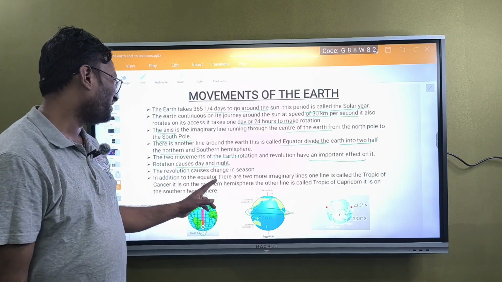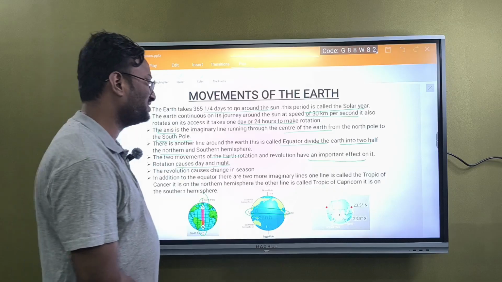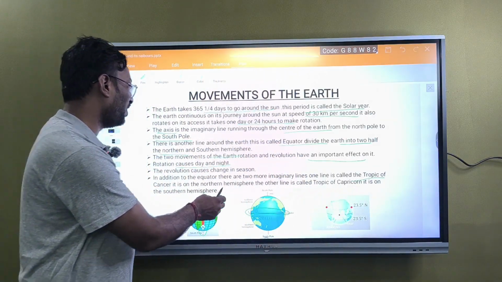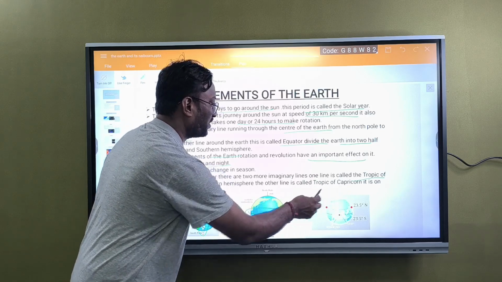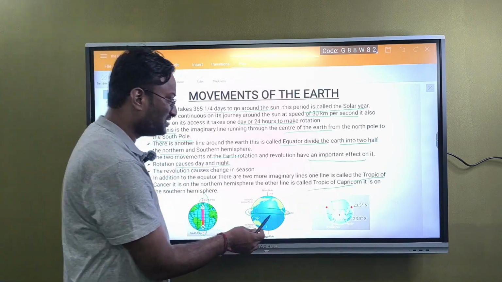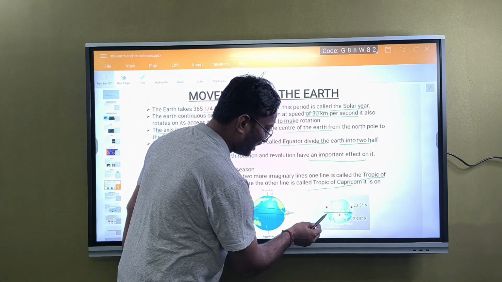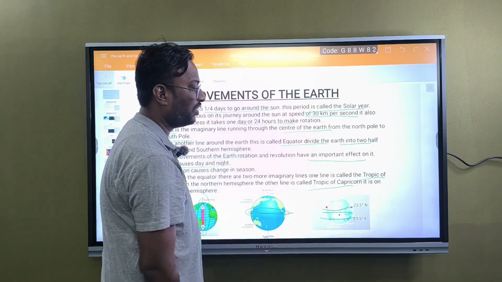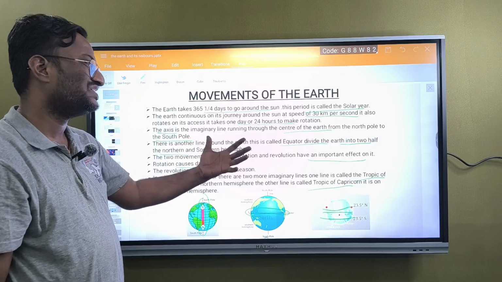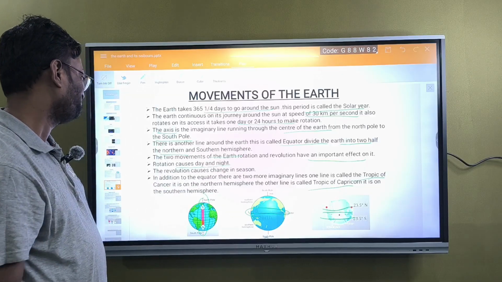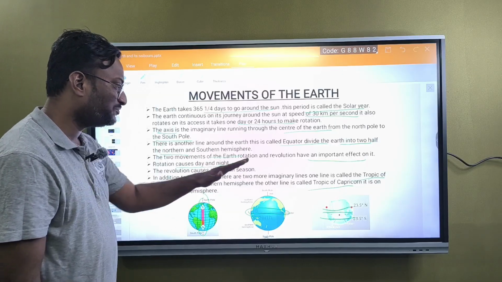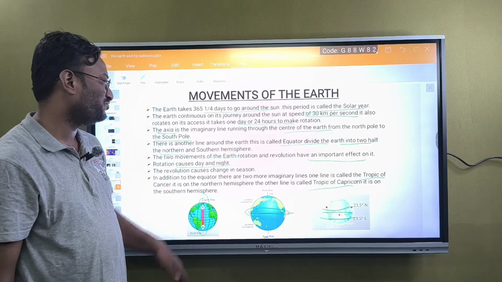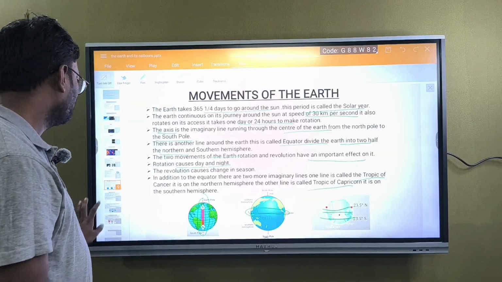In addition to the equator, there are two more imaginary lines on the earth. One line is called the Tropic of Cancer, the other is called the Tropic of Capricorn. This is the equator line, above it we have the Tropic of Cancer, and below it the Tropic of Capricorn. These are all just imaginary lines. In the southern hemisphere we have the Tropic of Capricorn, and in the northern hemisphere we have the Tropic of Cancer.